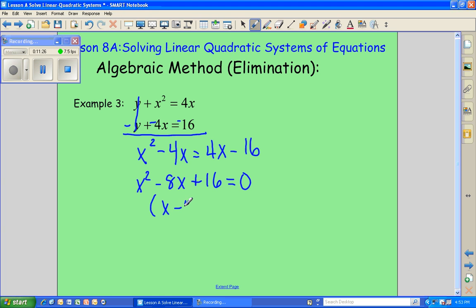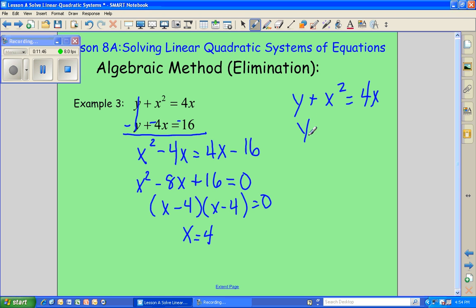Again, this factors as (x - 4)(x - 4). So this is a case of a double root. It's going to give me the same answer. So I know x equals 4. There's no use plugging it in twice. If y plus x squared is equal to 4x, and I know my x is 4, I'm going to fill that value in. So 4 squared is going to give me 16 equals 16, so y equals 0. So this would be the answer for (4, 0).